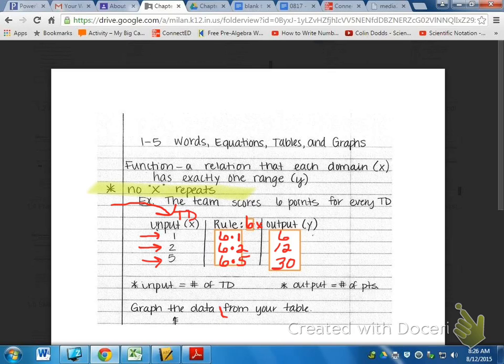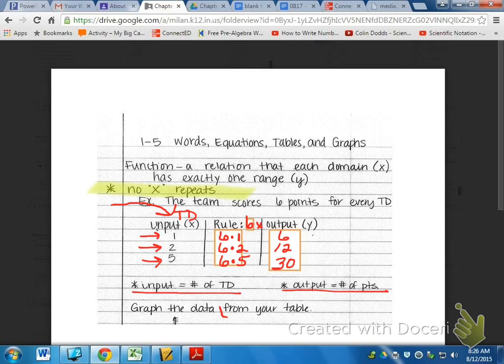Do you have any questions about how this is going to work, how you fill in the rule and the output? So the input was the number of touchdowns, the output was the number of points. In each situation in your homework, you have to decide what the input is going to be and then what result it would give you. You have to figure out the rule, plug the input into the rule, come out with the individual output.